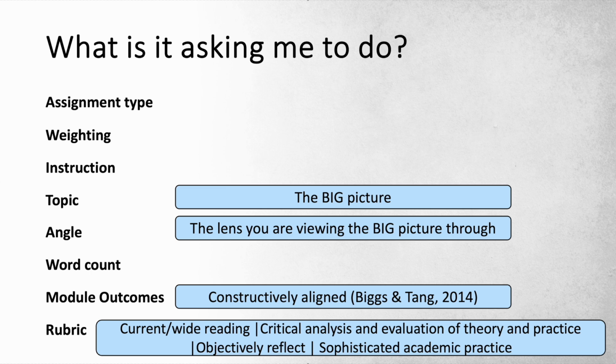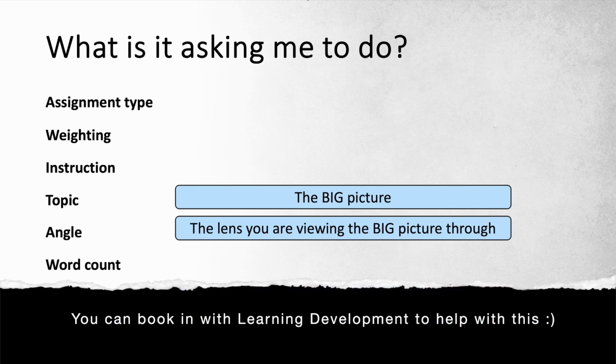And they're also looking for sophisticated academic practice. So that means spelling, punctuation, grammar, and APA 7th referencing are on point. So you need to employ your proofreading and editing skills before submission.